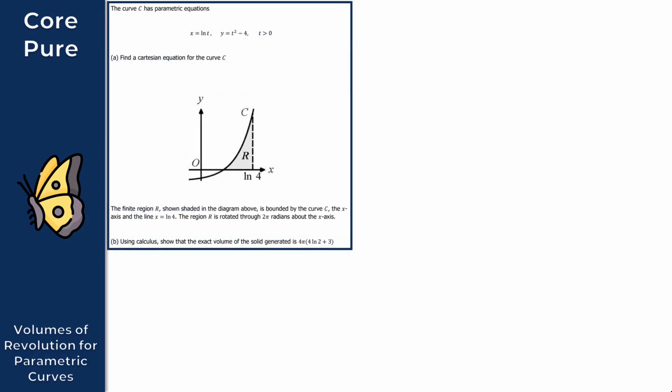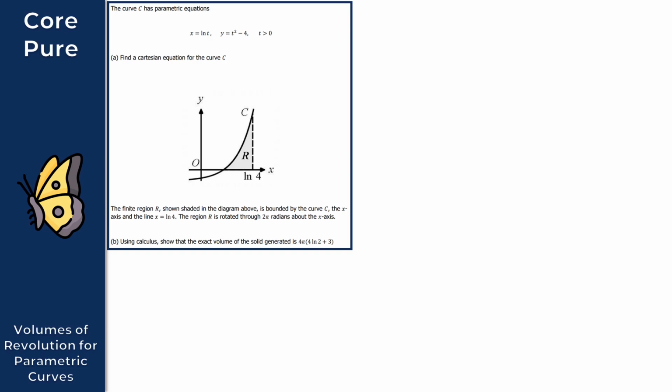So let's take a look at this example for volumes of revolution for parametric curves. Starting off, what do we have for this question? Straight away we have the curve C, which has the following parametric equations: x equal to ln t and y equal to t squared minus 4. For the first part of this question, nice and straightforward, it just asks us to find a Cartesian equation for the curve C.